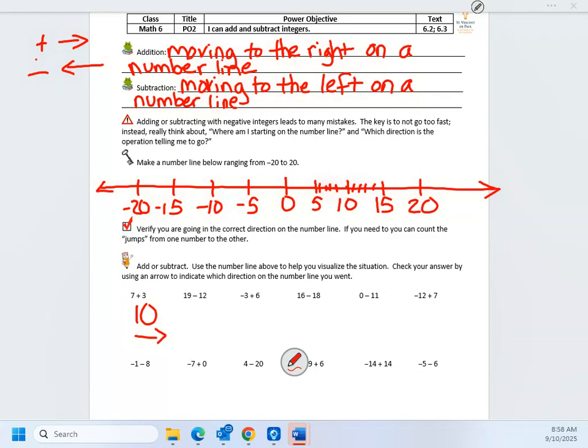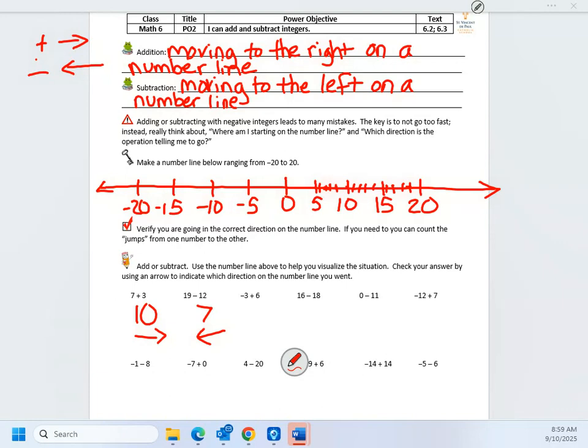Next I have 19, so I'm going to put my little 16, 17, 18, 19. So I'm starting at 19. I'm subtracting 12, so I jump over 1, 2, 3, 4, 5, 6, 7, 8, 9, 10, 11, 12. 19 minus 12, I land at the 7, and I went to the left. So the first two, easy peasy, adding and subtracting positive numbers, we got that.